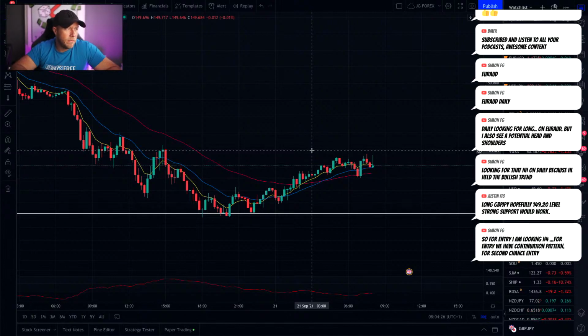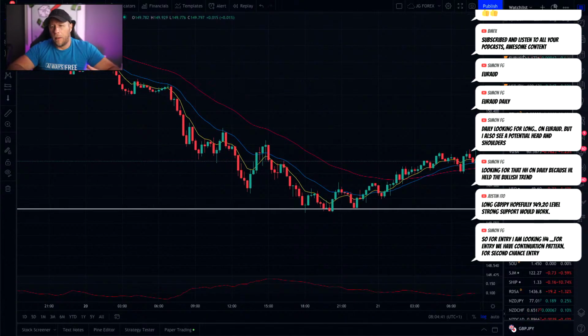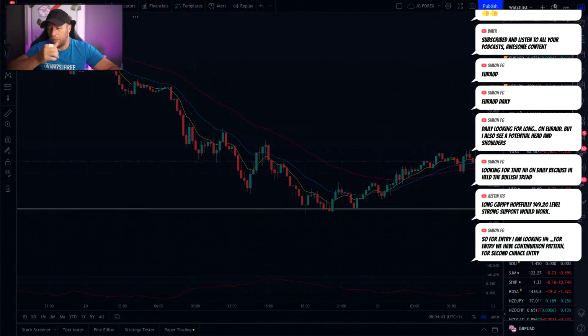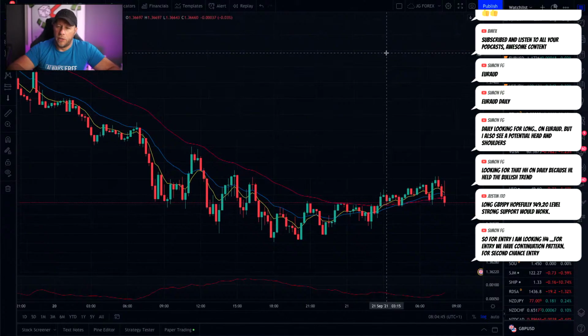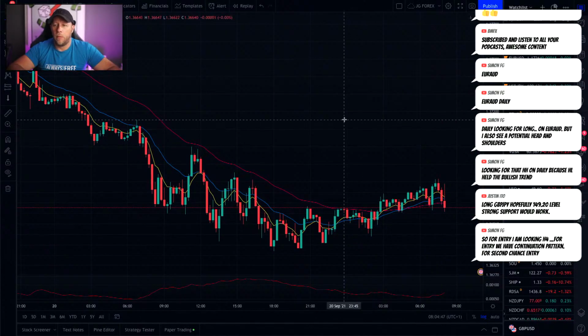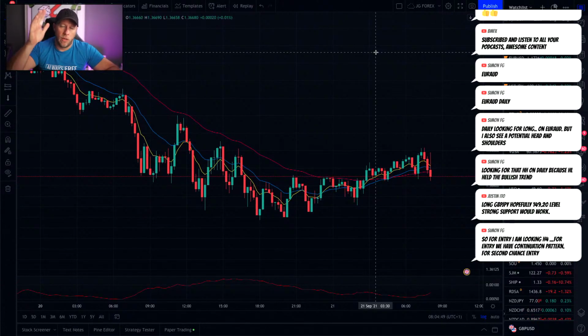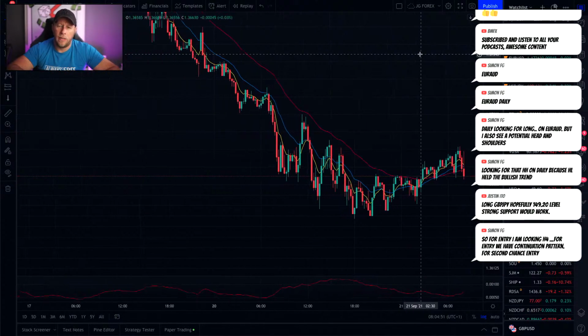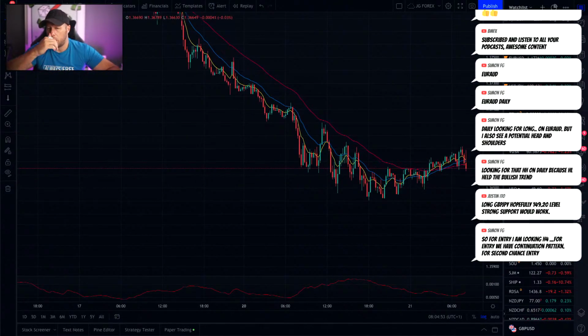How did you enter? Simon says, for entry, we have a continuation pattern. Second chance entry. Amazing. We're going to come back to the pound yen anyway, but I just want to get through the pound dollar and then the euro dollar, and then we'll take a quick break, and then we'll get back into the live room. I'll stop the live stream at the break, and then we'll get back into the live session.